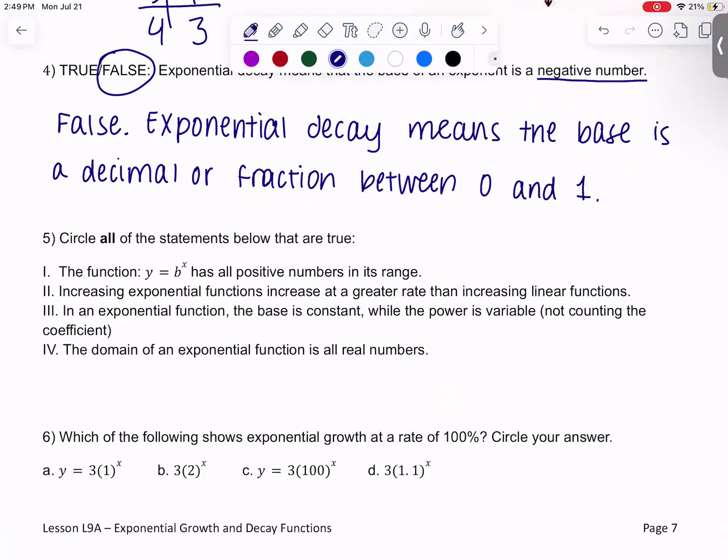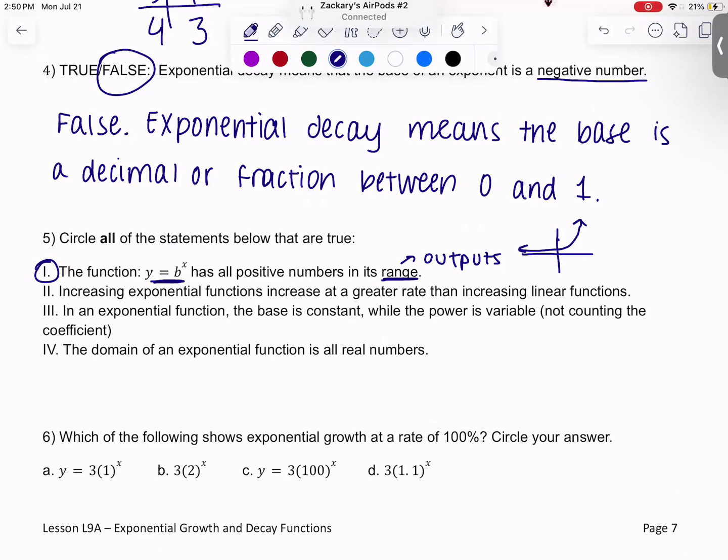Number 5, they're actually all true statements. In the parent function or the basic function, you'll never touch the negative part of the y value. The function y equals b to the power of x has all positive numbers in its range, our outputs. The parent function, if we draw a T and graph it, it will always get closer and closer to touching the x-axis.